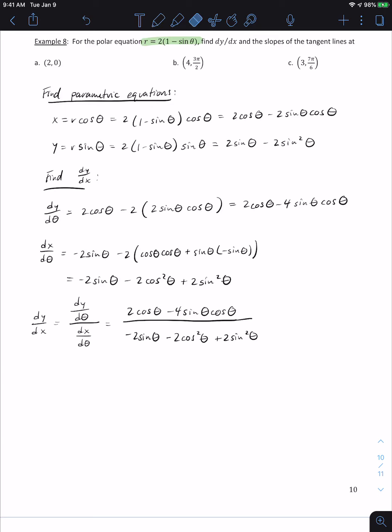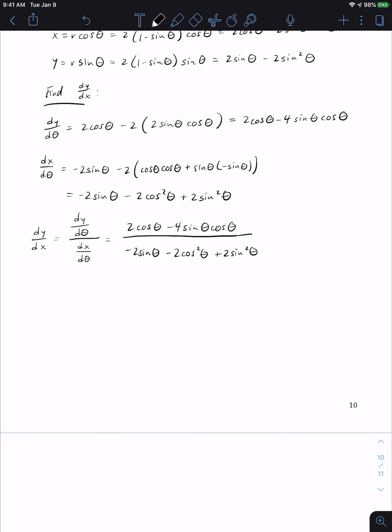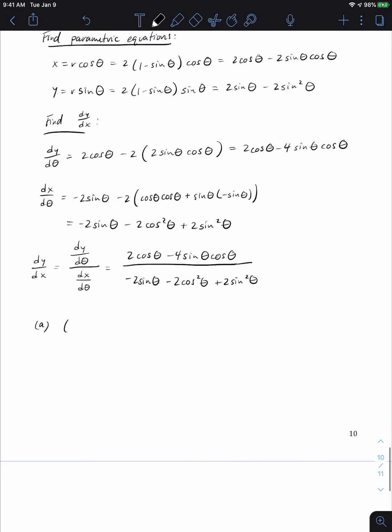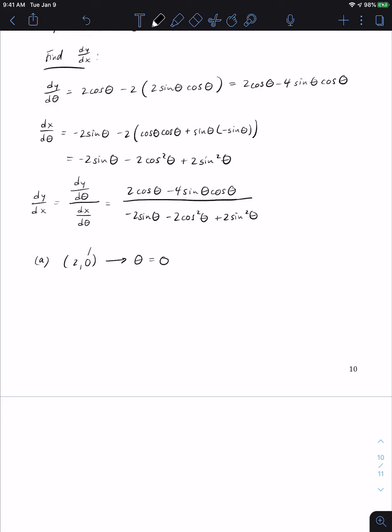So now the question says find the slopes of the tangents at these points, right? Notice that these points are given in polar coordinates. They're given a radius and a theta, which is convenient because in order to find the derivative at a point, we need theta, right? So this is actually going to be relatively easy. So for part A, we have the point (2, 0). That means theta is equal to 0, just given by the second coordinate there.